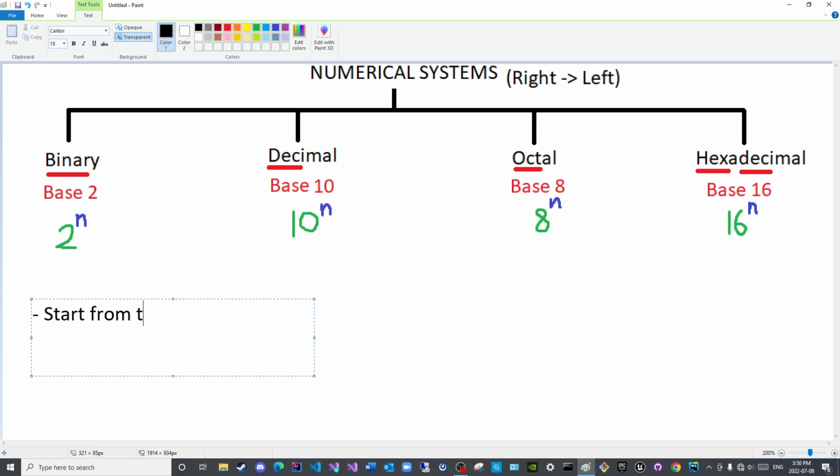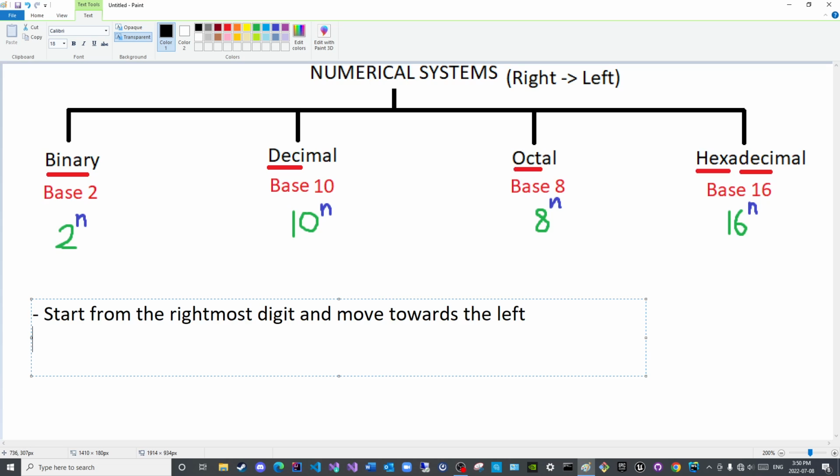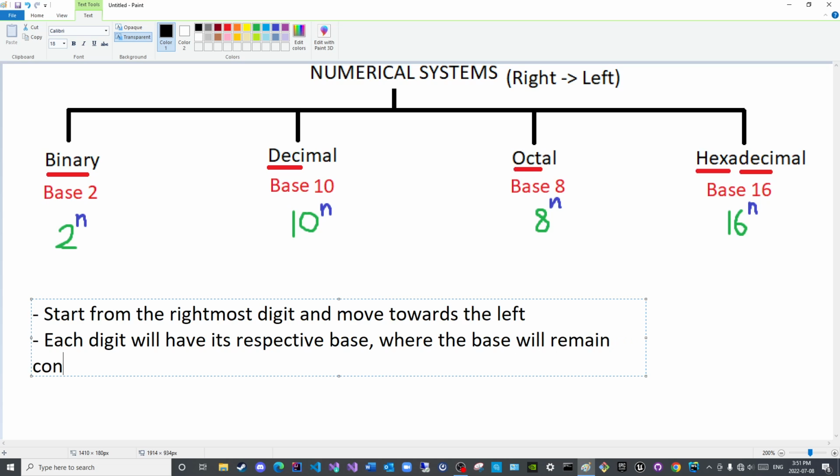Start from the rightmost digit and move towards the left. So we will start from the rightmost digit and then move towards the left. Each digit will have its respective base. So if you are dissecting a decimal number, the base will be 10. If it is a binary number, 2. If it is an octal number, 8. And if it is a hexadecimal number, the base will be 16, where the base will remain constant.